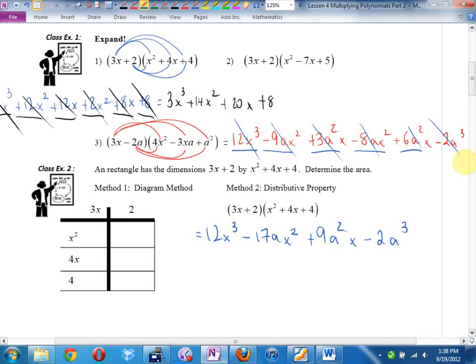A little weird. So when I multiplied, first term I got 12x cubed, negative 9a squared, negative 9ax squared, and then right away I wrote it alphabetically: positive 3a squared x. And then I said, okay, this is tough. I'm going to be really, really careful. Negative 8ax squared, positive 6a squared x, negative 2a cubed. And then I started gathering like terms by underlining and crossing out.